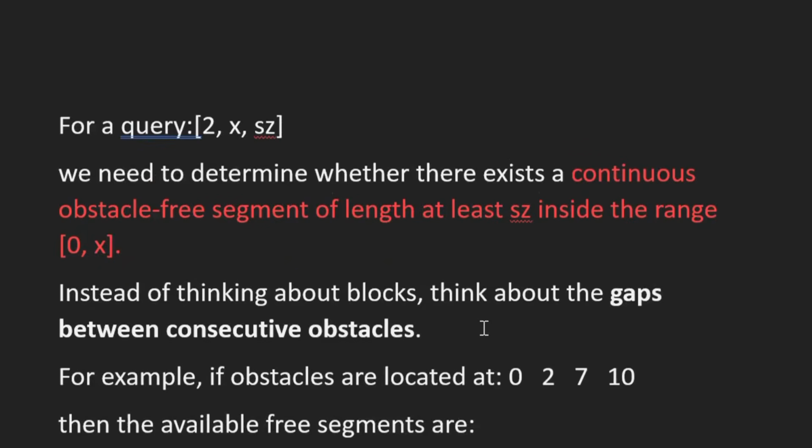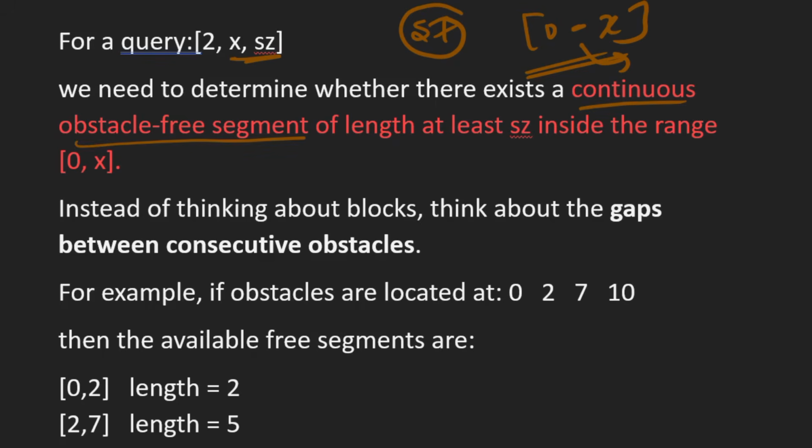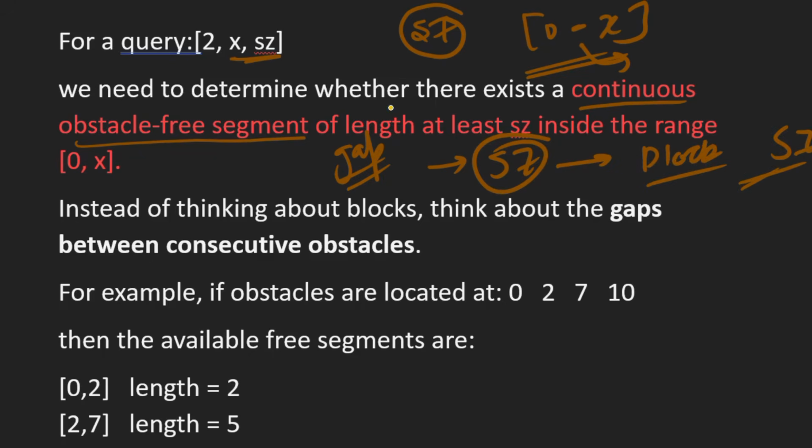So let's start with the approach part. So we have this type 2 query. In a type 2 query, what we need to do is check whether we can put a block whose size is sz in the range 0 to x. So basically that means we need a continuous obstacle-free segment, or we can say a continuous gap whose size should be at least sz, so that we can put a block of size sz in the range 0 to x, right?